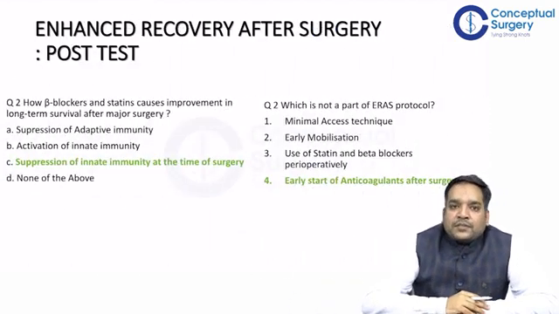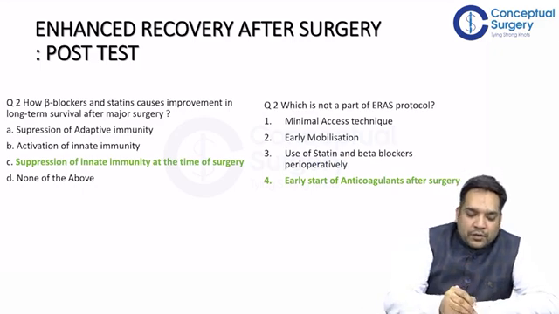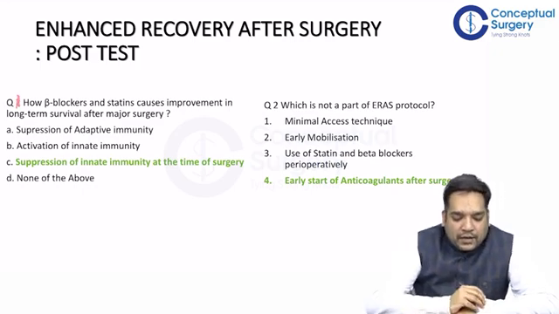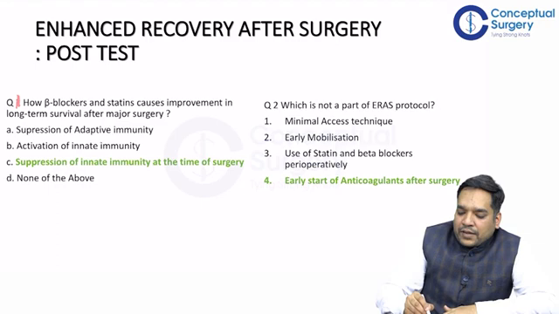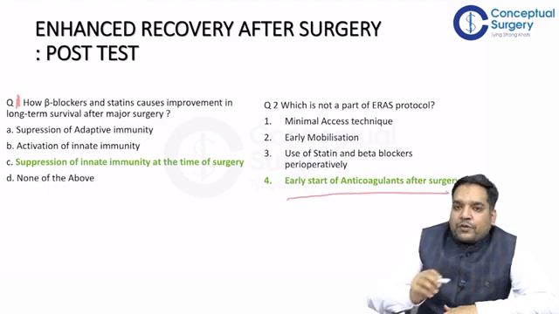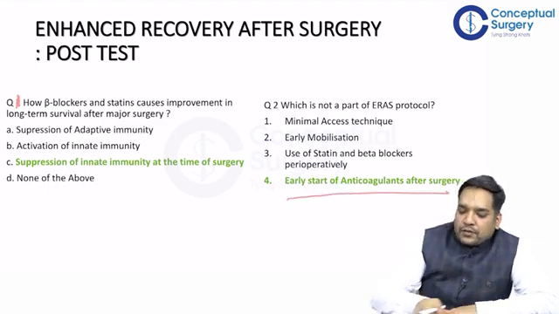So these are the post-tests. The answer to question number 1 is basically choice number C, suppression of innate immunity at the time of surgery. This is the mechanism of beta blockers and statins which causes improvement in the long-term survival after major surgery. And early start of the anticoagulant after the surgery is not a part of the ERAS protocol, right?